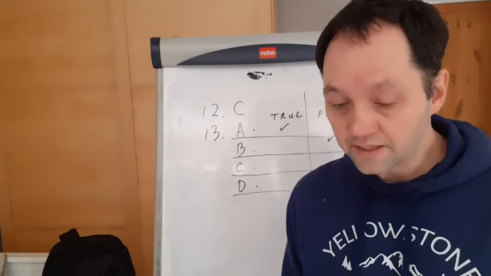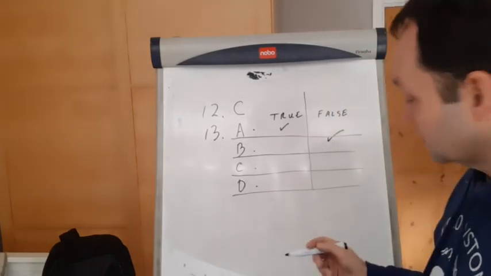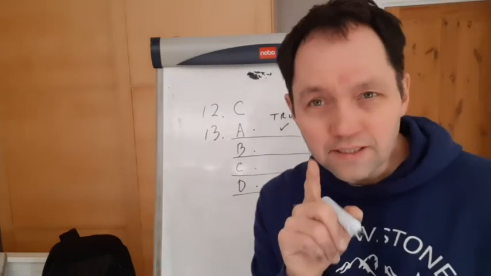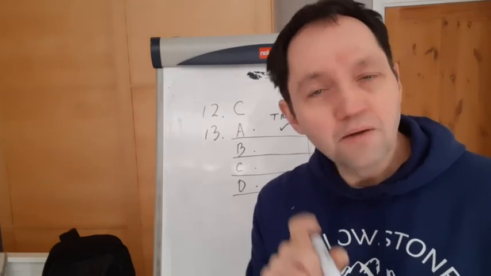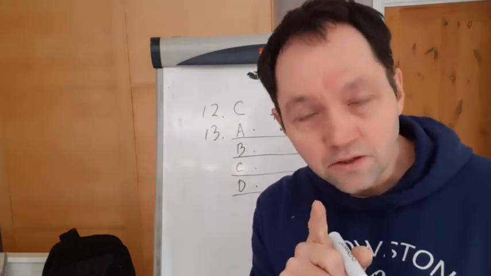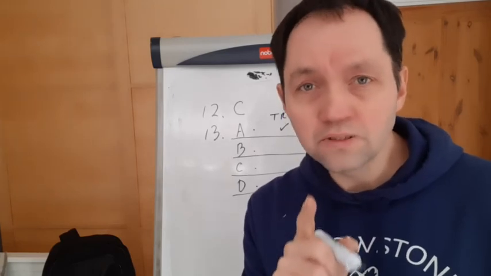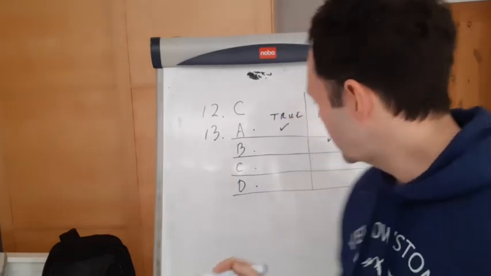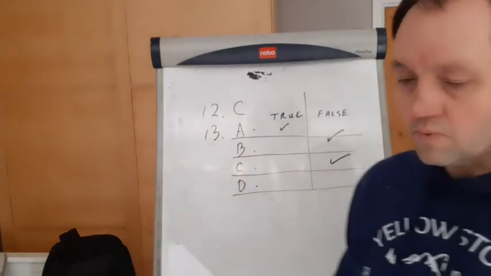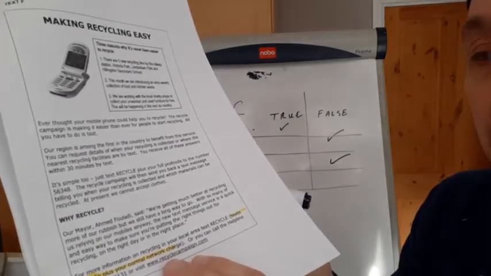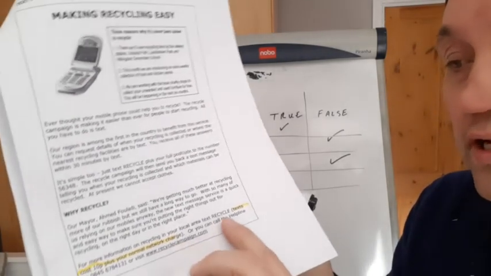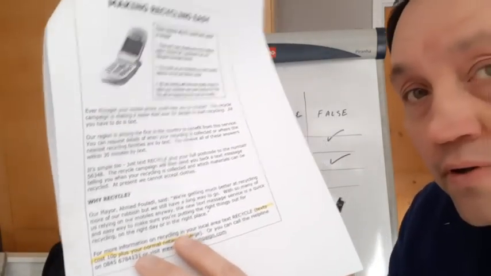Next one, you can get information by texting. It says, no, you can only get information from texting. Because of "only", you can get information from texting, definitely. But because it says only information from texting, that answer is going to be false. Why? Because if you look at the end, there's also a web page and a telephone number. So that answer is false.